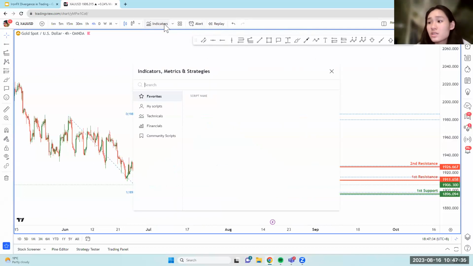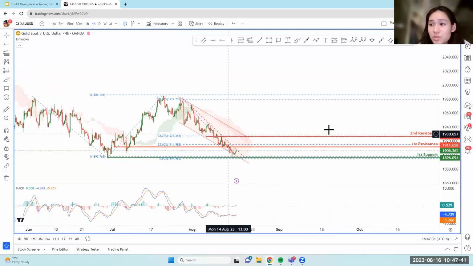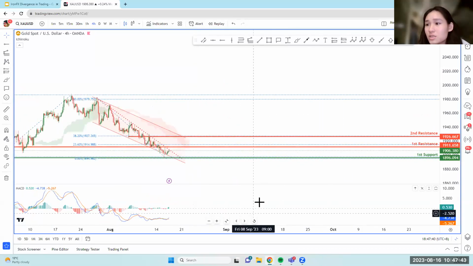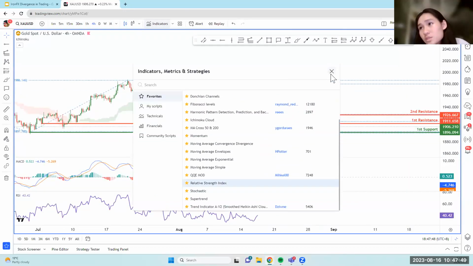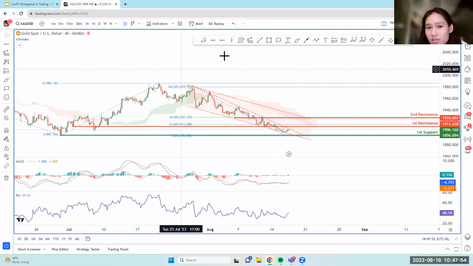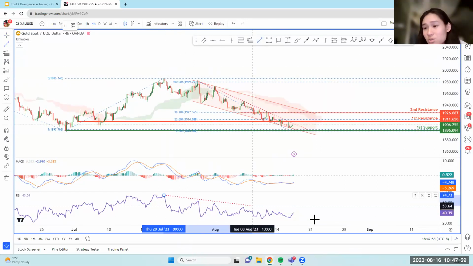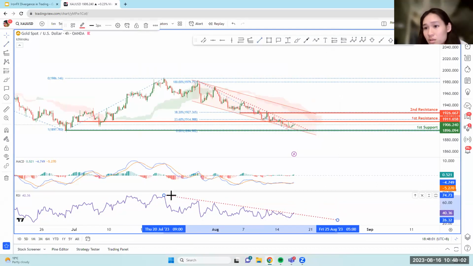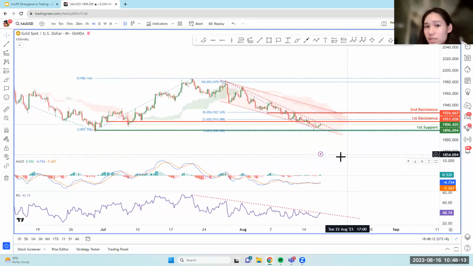Now let's take a look at the indicators. Ichimoku, MACD. Price is moving below the Ichimoku cloud, giving us a bearish signal. MACD is slightly bullish. This is something that you might encounter quite frequently because there are so many indicators. 50% of them will tell you that it's bullish, 50% will tell you that it's bearish. So just pick a few that you are comfortable and confident in using, and then just stick to those indicators.